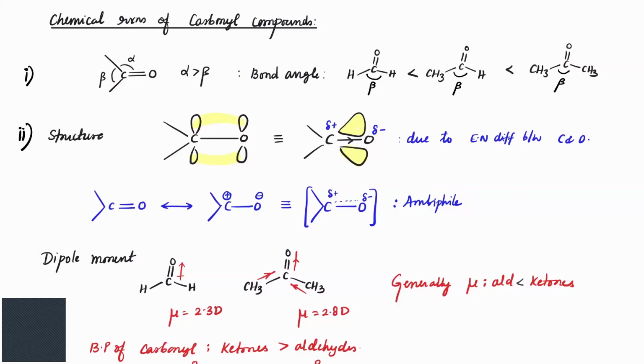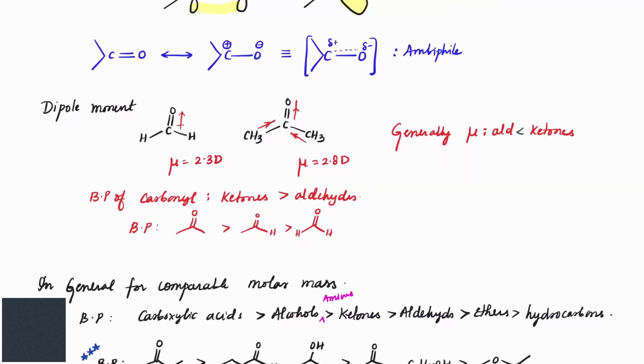Okay. Next. The third point is about dipole moment. If you notice the dipole moment in the case of aldehydes, the dipole moment of formaldehyde is found to be 2.3 Debye units. But if you notice the same for acetone, the vector between carbon and carbon also holds a dipole moment. So here and here there is a dipole moment, and the resultant of those two dipole moments goes towards C double bond O.